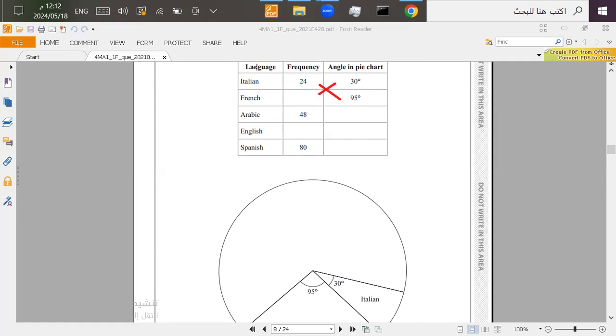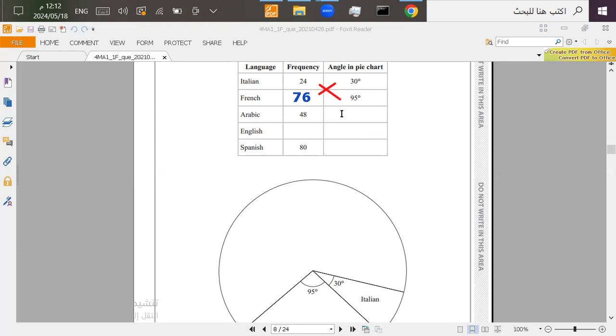So here, 95 times 24, and then divided by 30. And the answer will be 76. So the first number for French is 76. Now, I can use this information to find the angle of Arabic. Same idea, multiply and then divide. So the X method with all of them to find all the angles, okay?